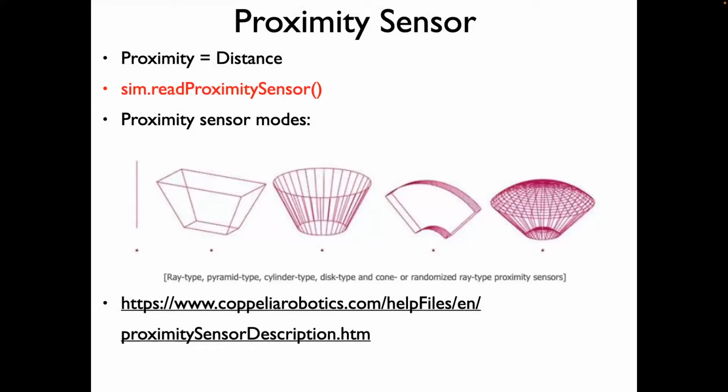The goal of this video is to illustrate how to use proximity sensors in CoppeliaSim. Proximity means the distance. For this, we would use the command read proximity sensor. There are a couple of types of proximity sensors in CoppeliaSim. Depending on your applications, you can choose any one of them. We'll just choose the simplest one, the ray type. If you want more information about these various types, you can go to this link.